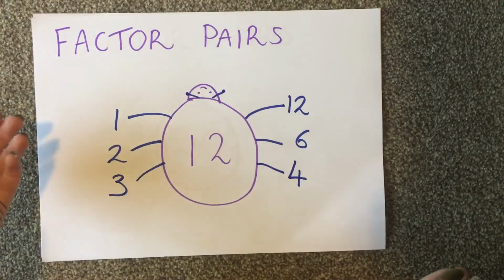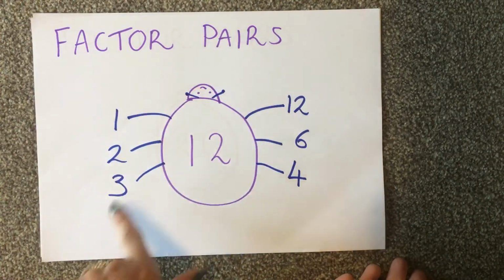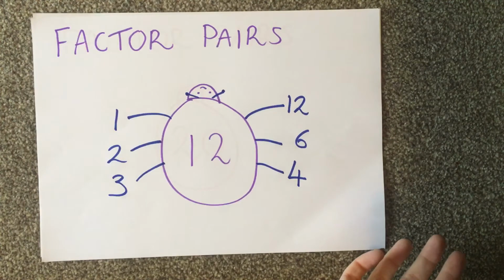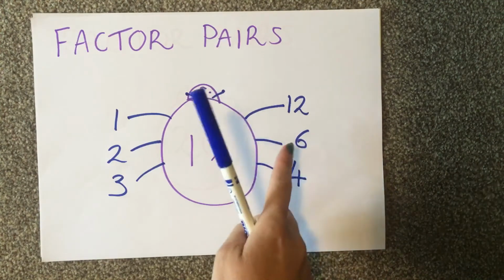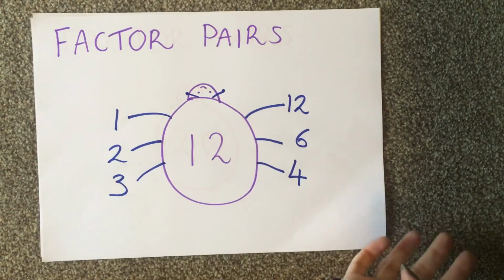Now, the next number I would use in my system would be 4. I don't need to do it again because it's already there. And actually, then my next one would be 5. Now, 5 doesn't go into 12, so I don't put anything for that. And then I'm back to 6, which I've got. And above that, I don't need any more because I've gone over halfway.